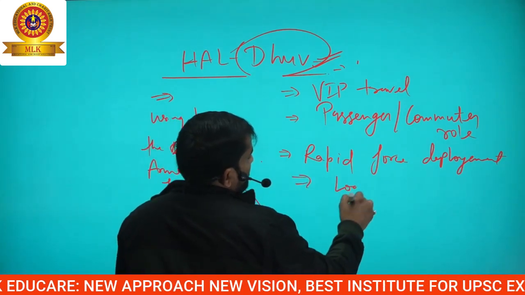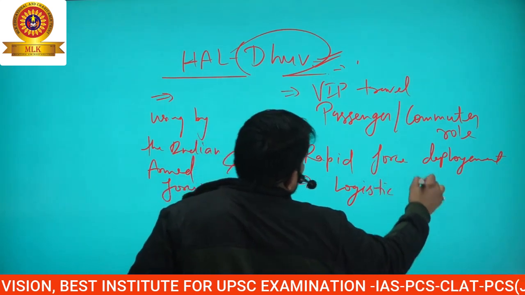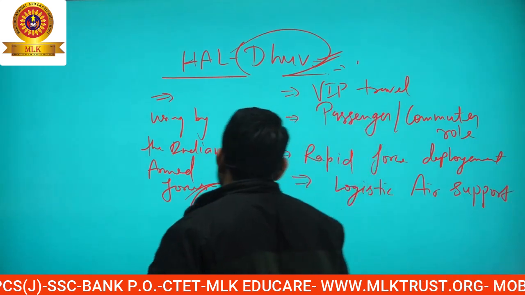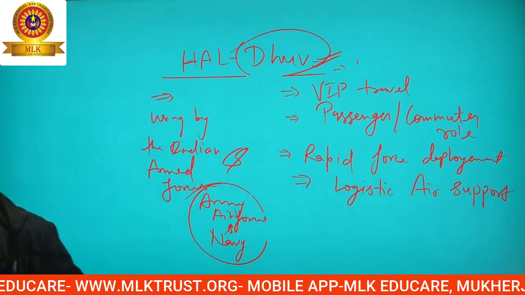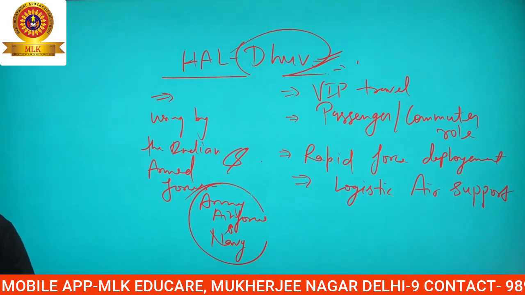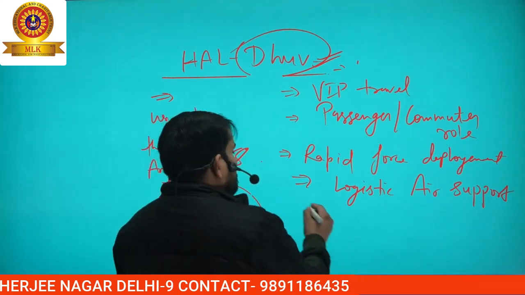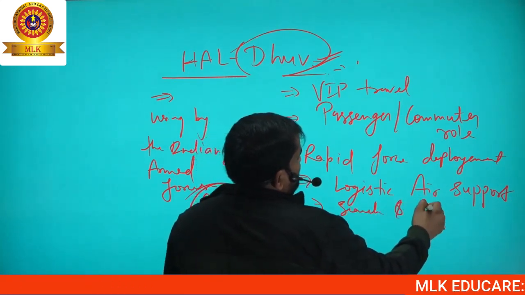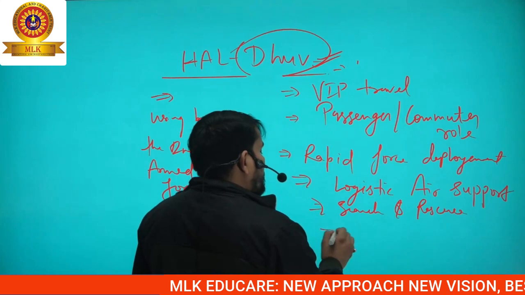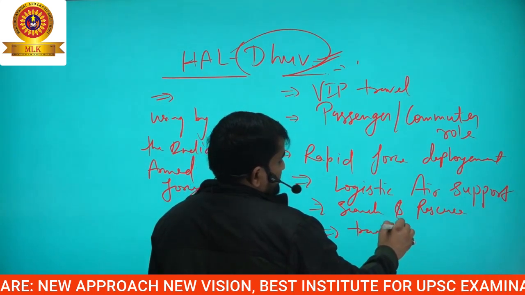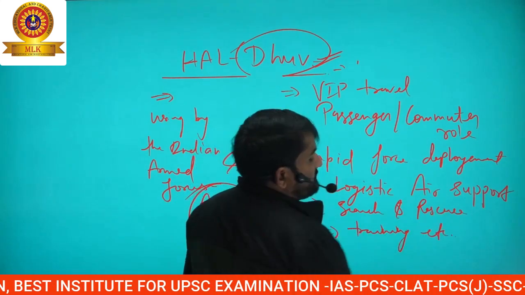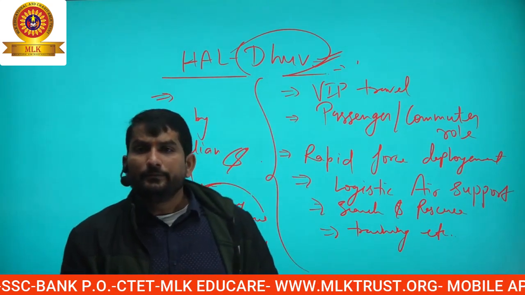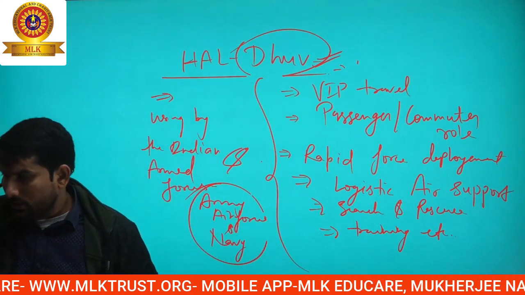Another role is logistic air support, and then search and rescue, training, etc. So these are the roles of the light combat helicopter. Clear?